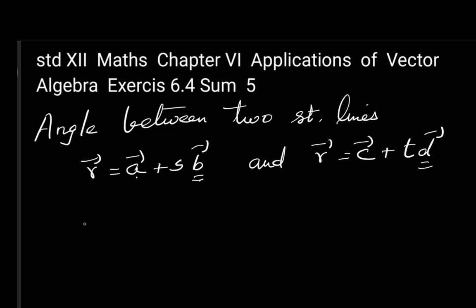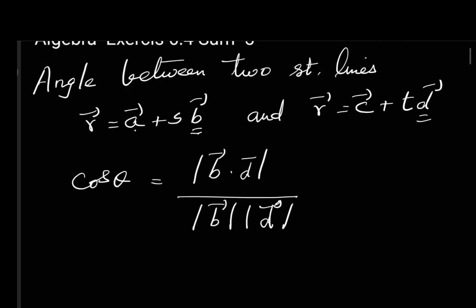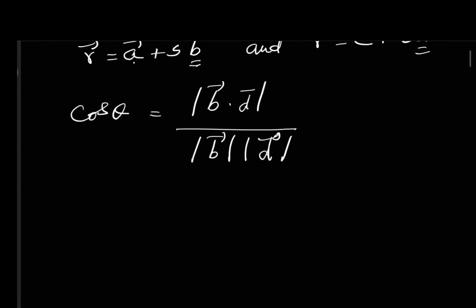Suppose we take the angle between these two vectors as theta. So cos theta is equal to the modulus of vector b dot vector d, since we take only the parallel vectors, divided by modulus of vector b times modulus of vector d. Here b is the parallel vector of the first line and d is the parallel vector of the second line.